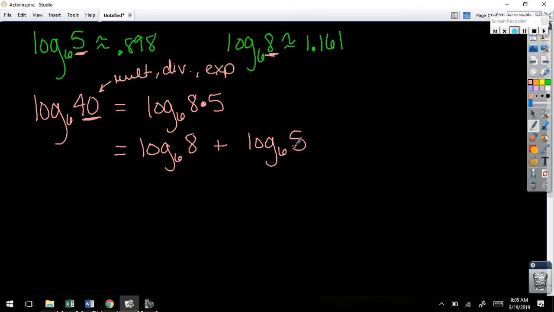Now I just sub in the information that was given. What is log base 6 of 8? What is log base 6 of 5? What do you get when you add those two things together? I'm fixing to see how smart you really are.